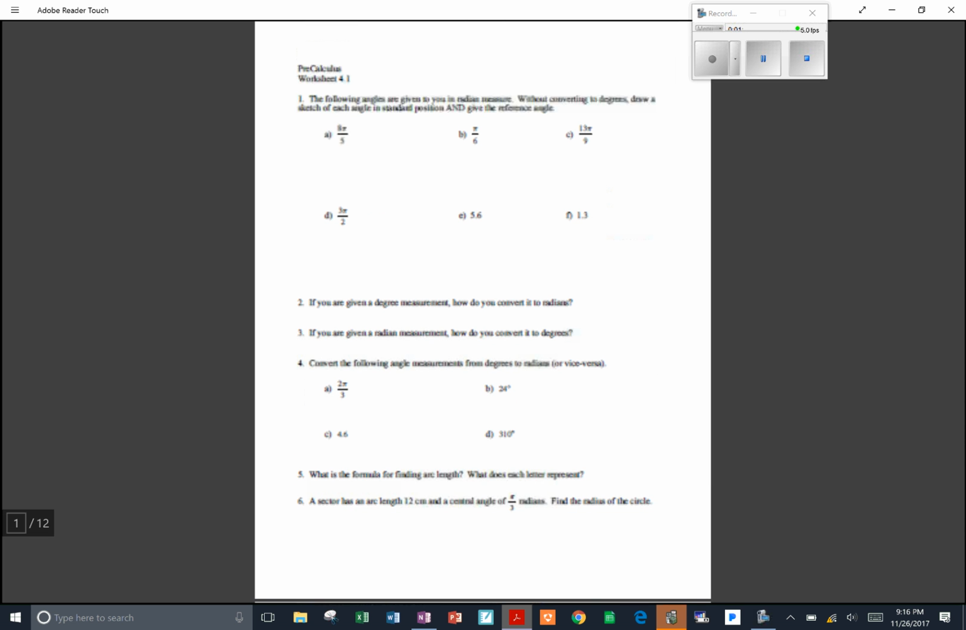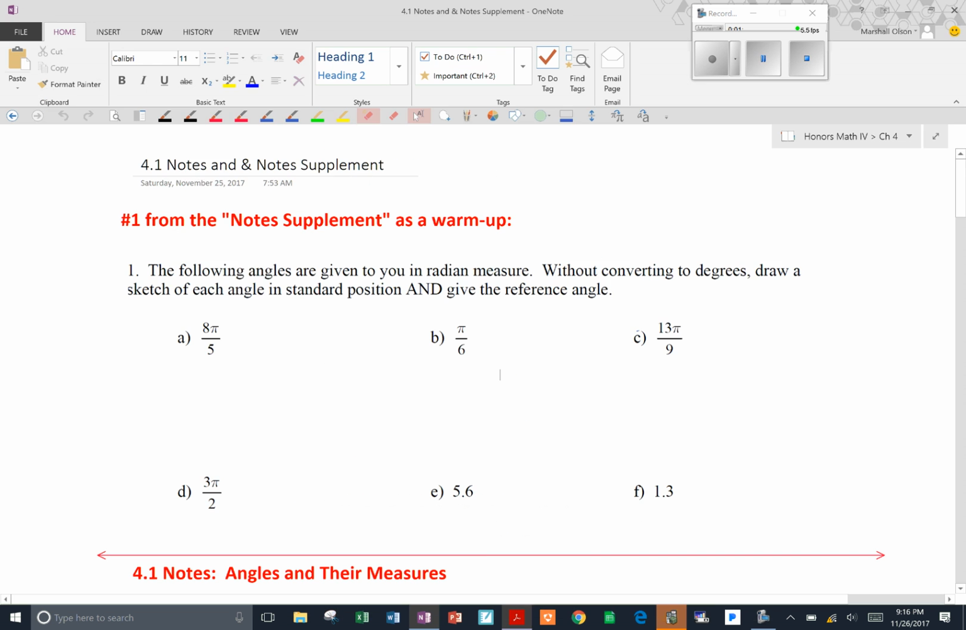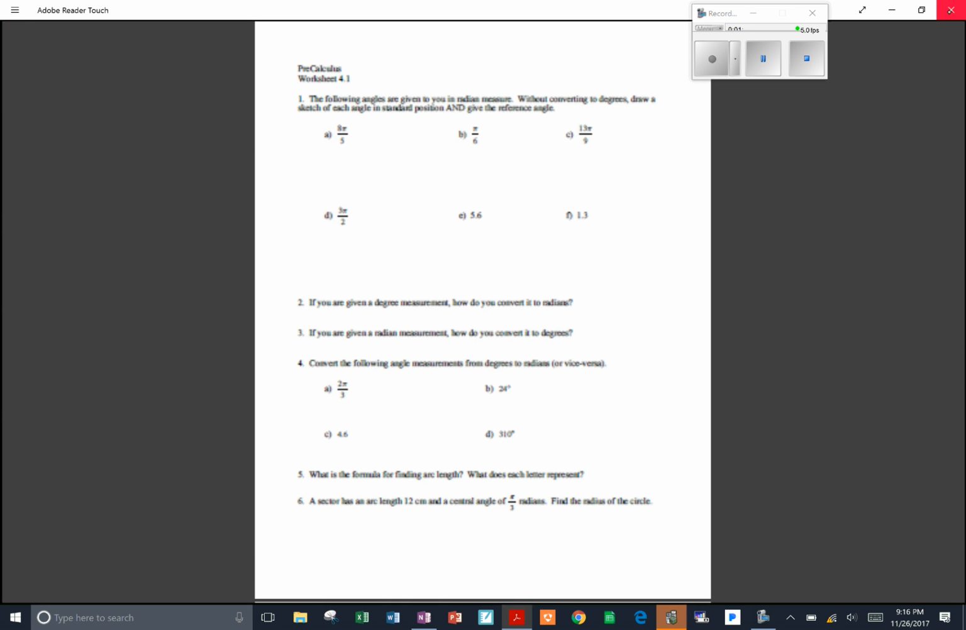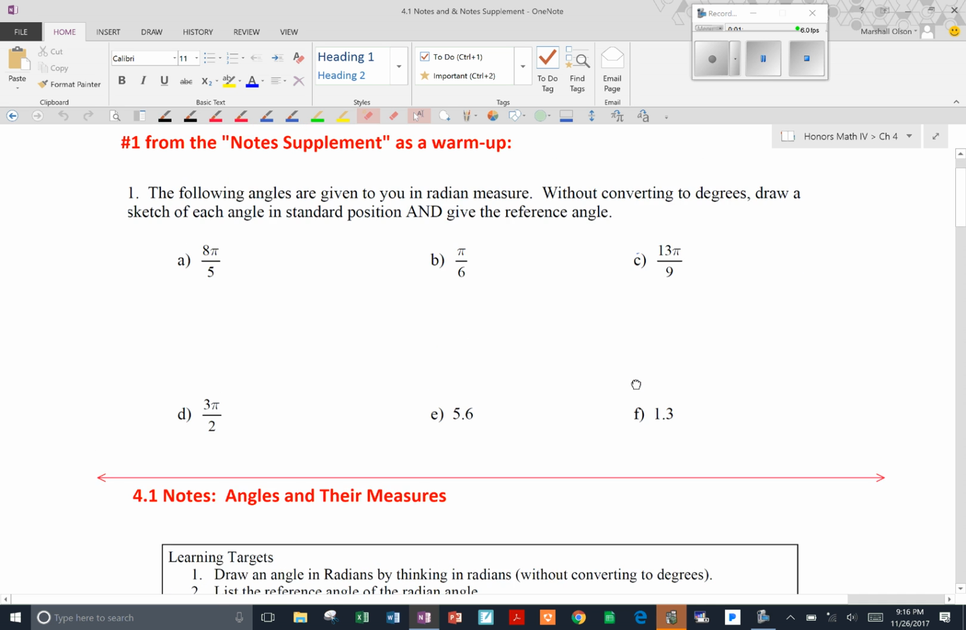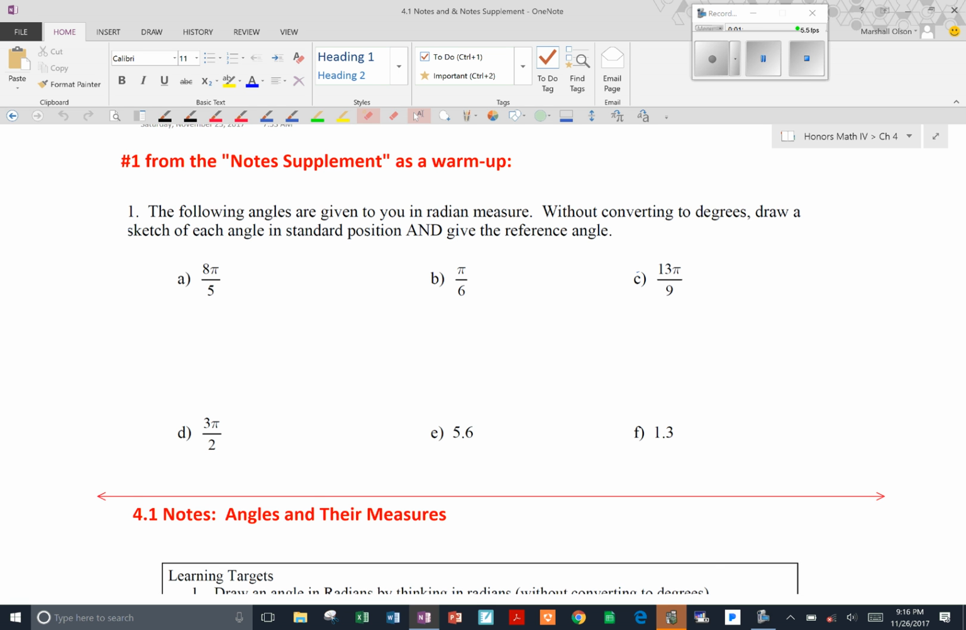The second thing that you have actually says 4.1 Notes. Actually, it's a packet that has the first couple sections of notes on it, 4.1 and 4.2. We're going to start with the supplement that has these problems to start with. Gives you some radian measures and asks you to sketch the angle without converting it to degrees.